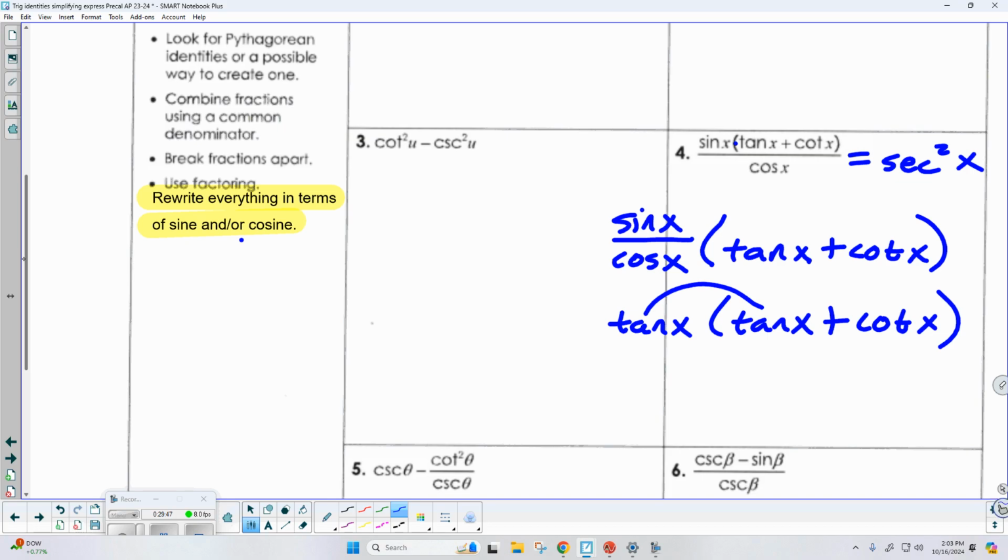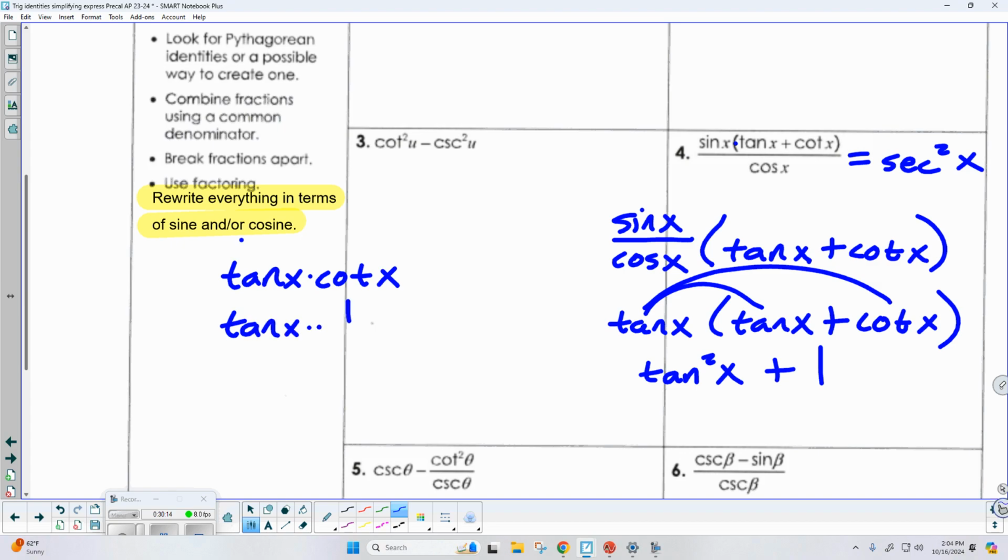Tangent squared. Tangent times cotangent, that's 1. Remember, what's the relationship between tangent and cotangent? They're reciprocals. So if I were to take tangent times cotangent, I could take the reciprocal, like maybe tangent times 1 over tangent. Those cancel. There you go. So when you multiply reciprocals, you get 1.